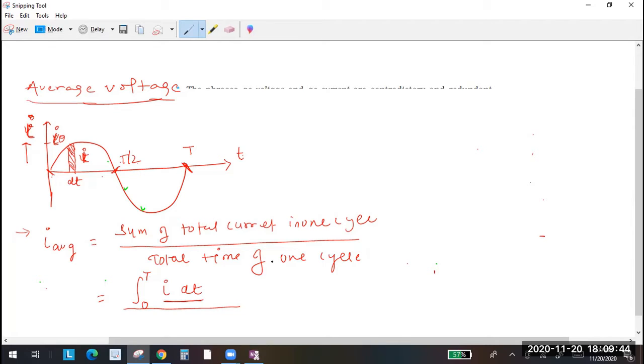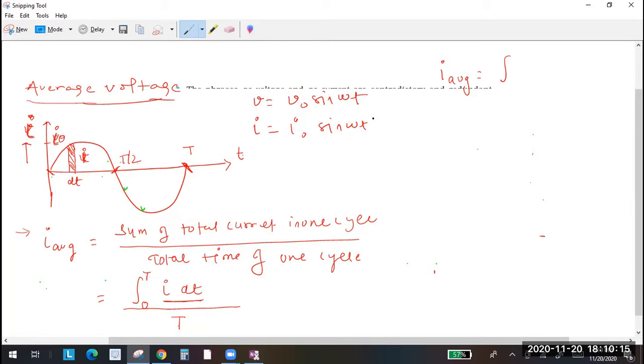Now, what is the total time of one cycle in this case? T. Very good. Now I'm going to use integration. Now see it very carefully. So I average is going to be the integration of I. A few minutes back I told you that V is V naught sine omega t. In the same way I will be I naught sine omega t.